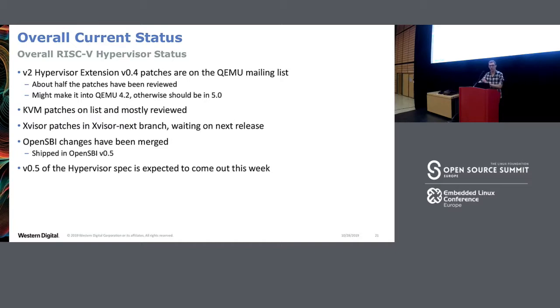So the overall current status. Like I said, the second version of the hypervisor patches are on the mailing list. About half of them are being reviewed. If anyone's interested, the more eyes the better. You can go look at them. We might make it into 4.2, which is the next release of QEMU, I think by the end of the year. Otherwise, it'll be 5.0. That kind of depends on soft freezes and hard freezes and all that stuff.